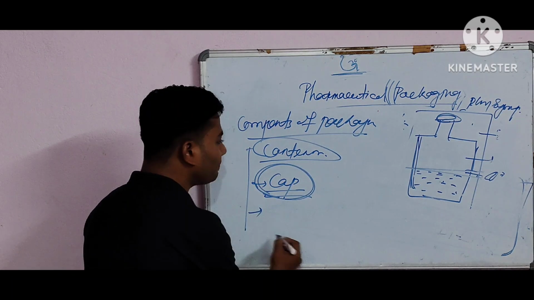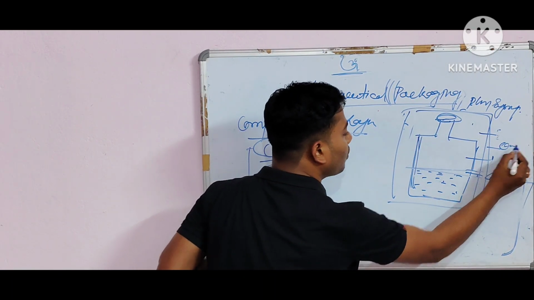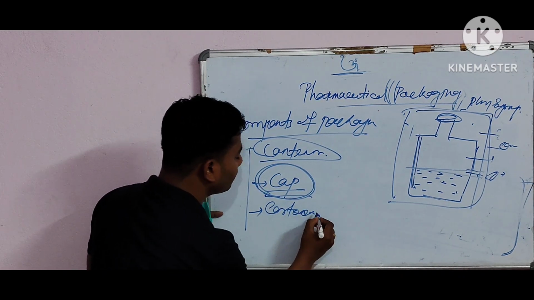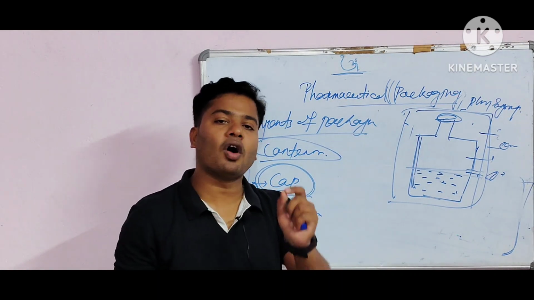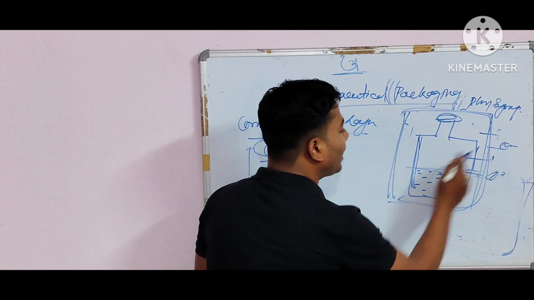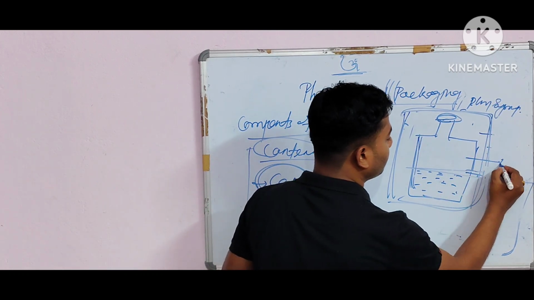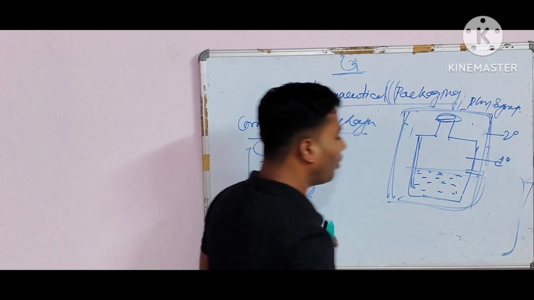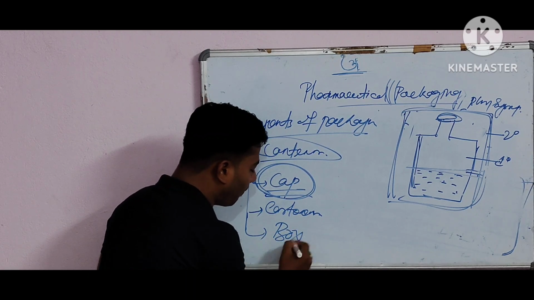Okay, next one is secondary packaging, that is the cartons. The third component is cartons. That is used for packaging outside of the primary packaging. That is the secondary packaging. So that is the cartons, and the last one is the box.